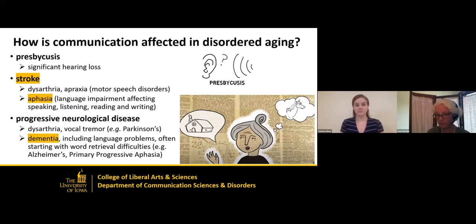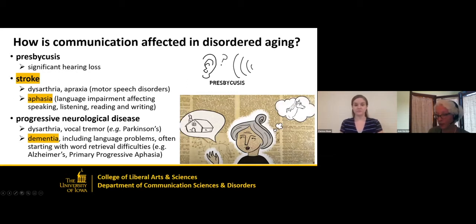Stroke is another common age-related disorder that can cause problems either with the motor aspects of speech production, referred to as either dysarthria or apraxia, or with language processing, which is referred to as aphasia. Aphasia is a disruption to all the modalities or channels of language use, including speaking, listening, reading, and writing.